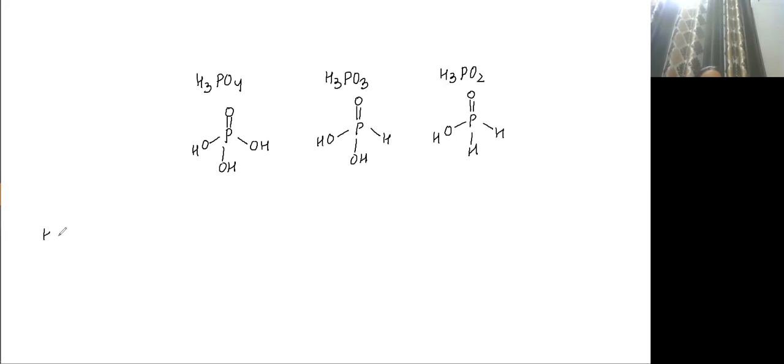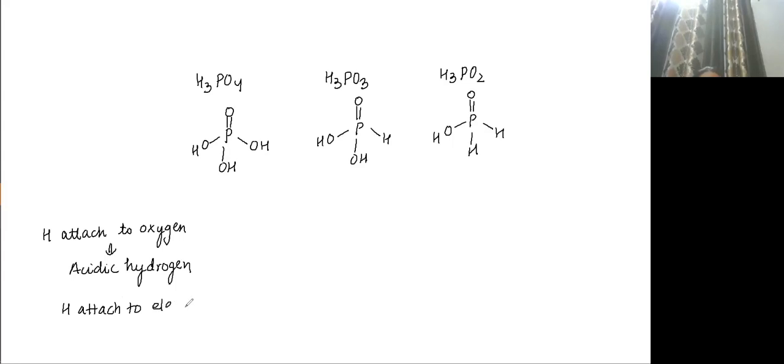The hydrogen attached to oxygen, that is known as acidic hydrogen. And that will only donate. And it will be only donated. If hydrogen is connected to element, that is known as reducing hydrogen, it will not donate. Hydrogen attached to element is reducing hydrogen.